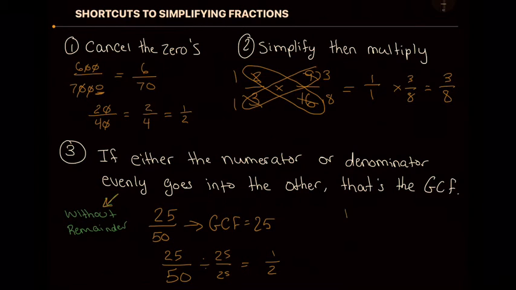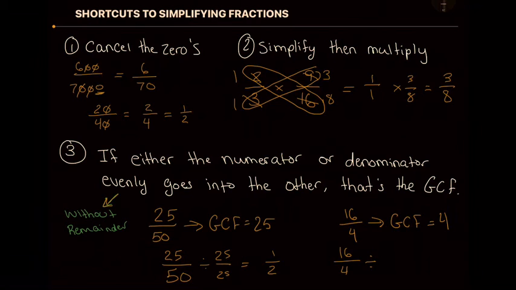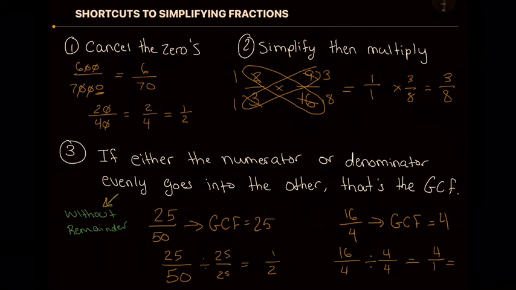Another example of this would be 16 over 4. Well, in this case, the denominator, which is 4, goes into the numerator evenly without any remainder. This means that 4 is the greatest common factor, or GCF. So then we would divide the numerator and the denominator by 4, giving us 4 over 1, which is just 4.